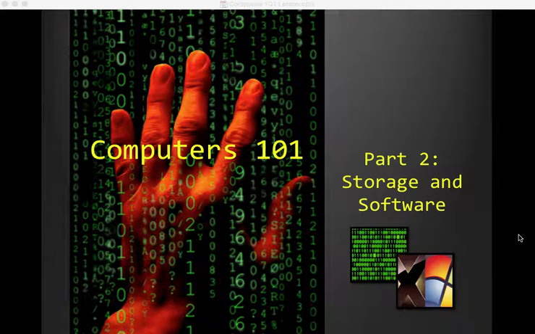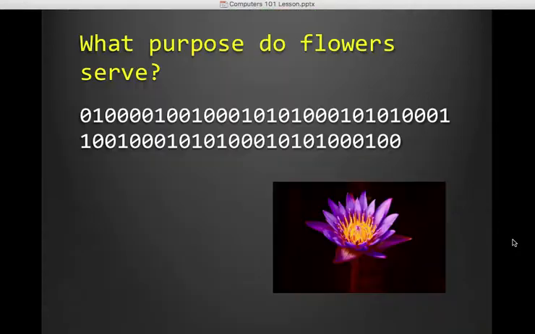Okay, this is the second day of this lesson of our Computers 101 lesson, and this is about storage and software. I want you to take a second. On your assignment page, you'll see there's a decoder box that tells you what letters are what series of ones and zeros. I want you to tell me the answer to this question. What purpose do flowers serve? So pause the video and then write your answer.